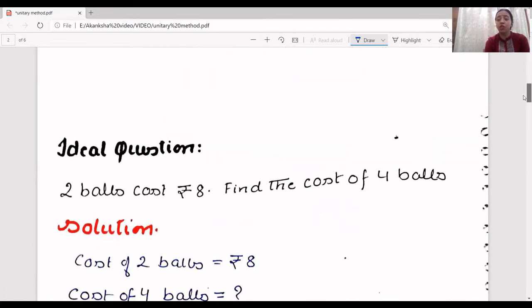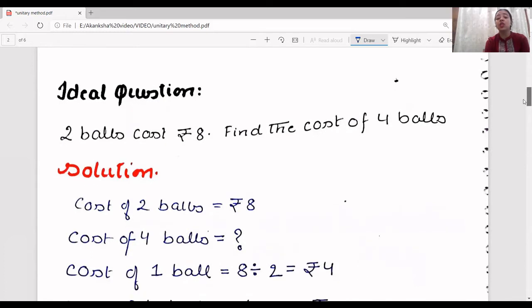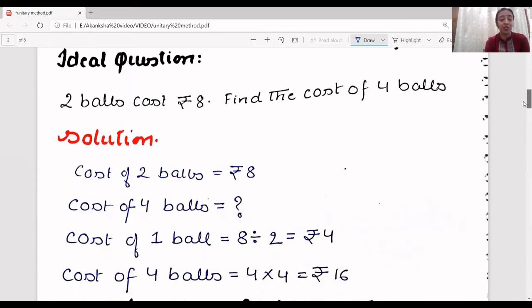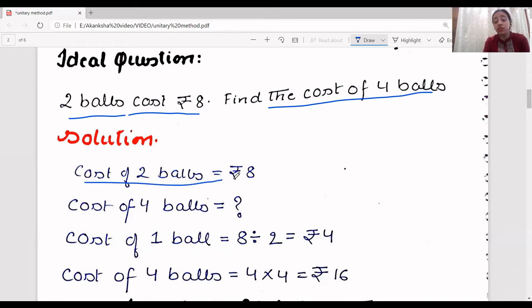Let's straight away jump onto the questions of the unitary method, which will help you understand it. So two balls are costing rupees 8. There's a question as to what is the cost of four balls. If the cost of two balls is 8 rupees, the first thing that would come into your mind is, what is the cost of one ball? If two balls cost 8 rupees, then one ball would cost, you will be dividing 8 by 2.